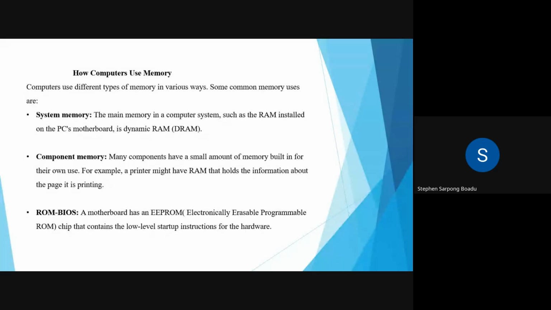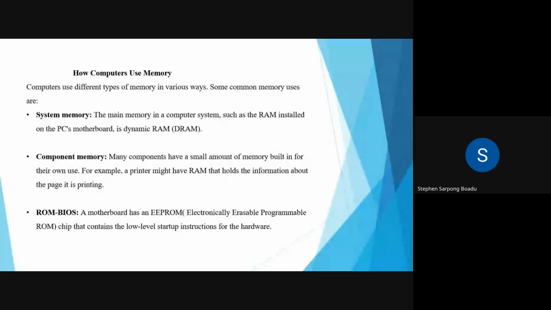So like a printer, right? Here it gives an example of a printer. A printer has its own RAM, okay? That holds information about the page that is printing. So when you are printing a page, the printer doesn't go to the PC to check the page that is on right now, but it has its own memory that holds the page that is printing, right?